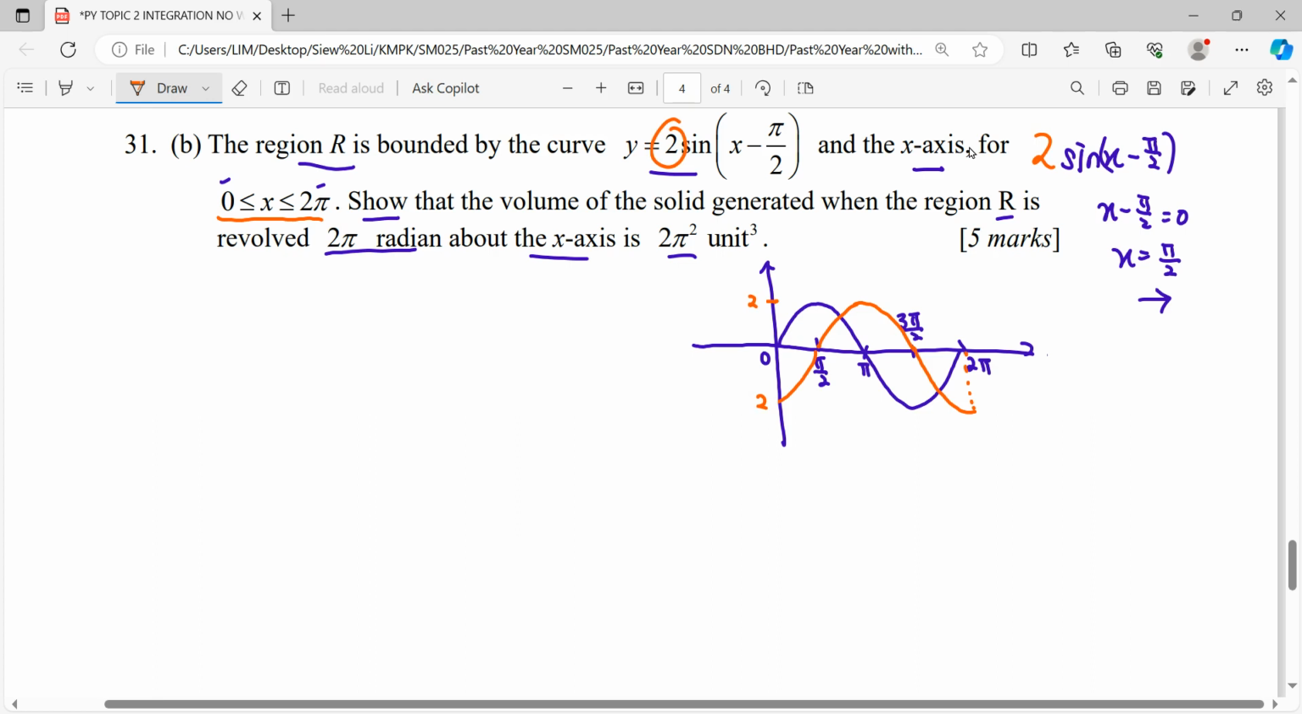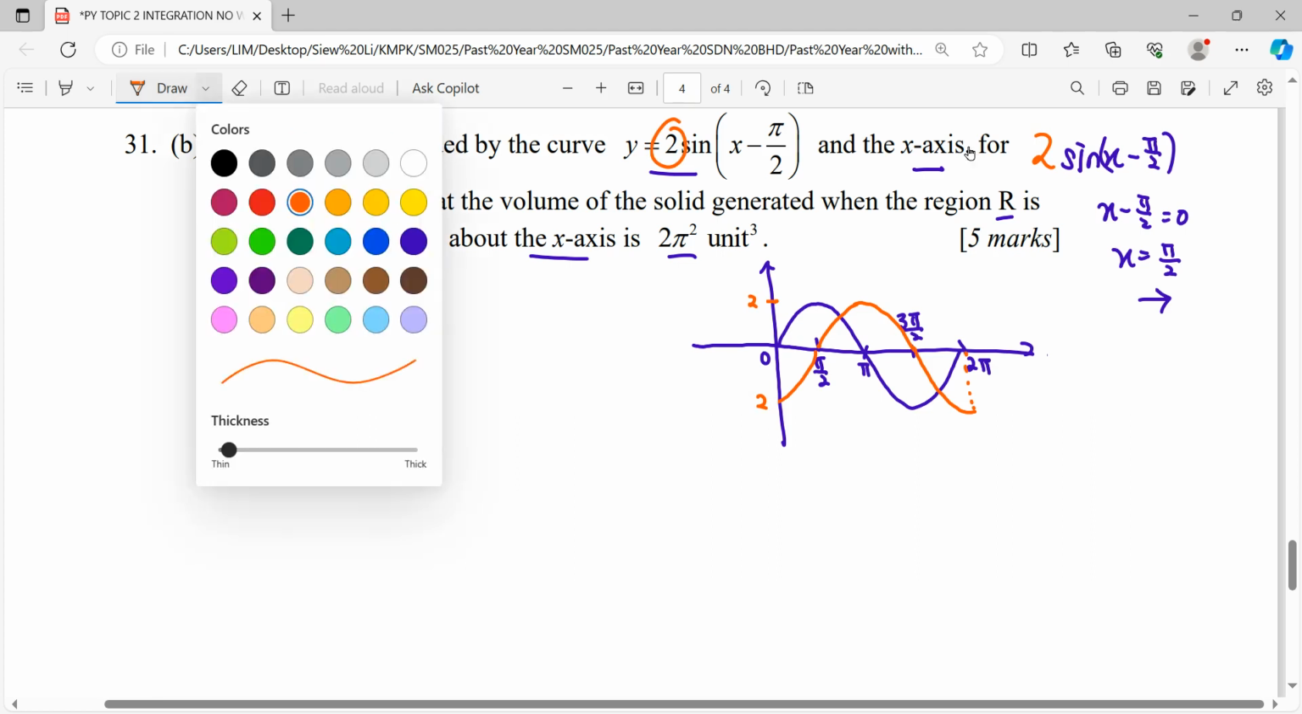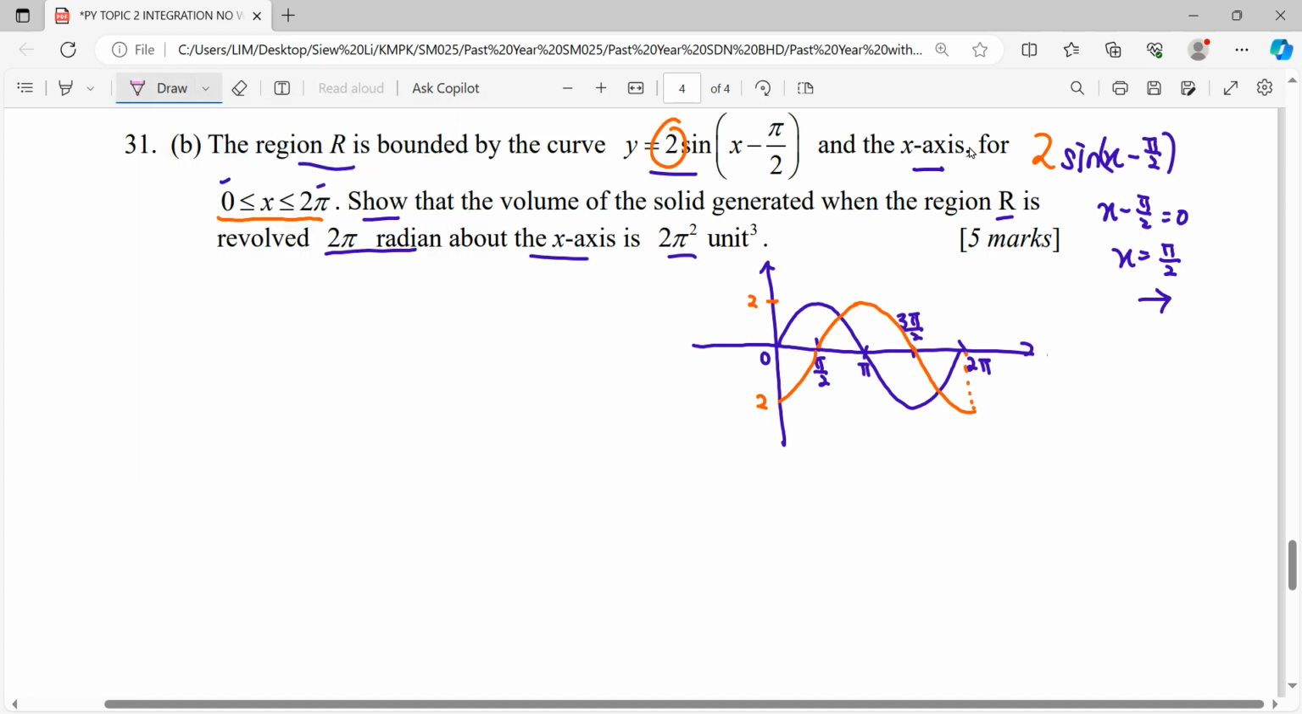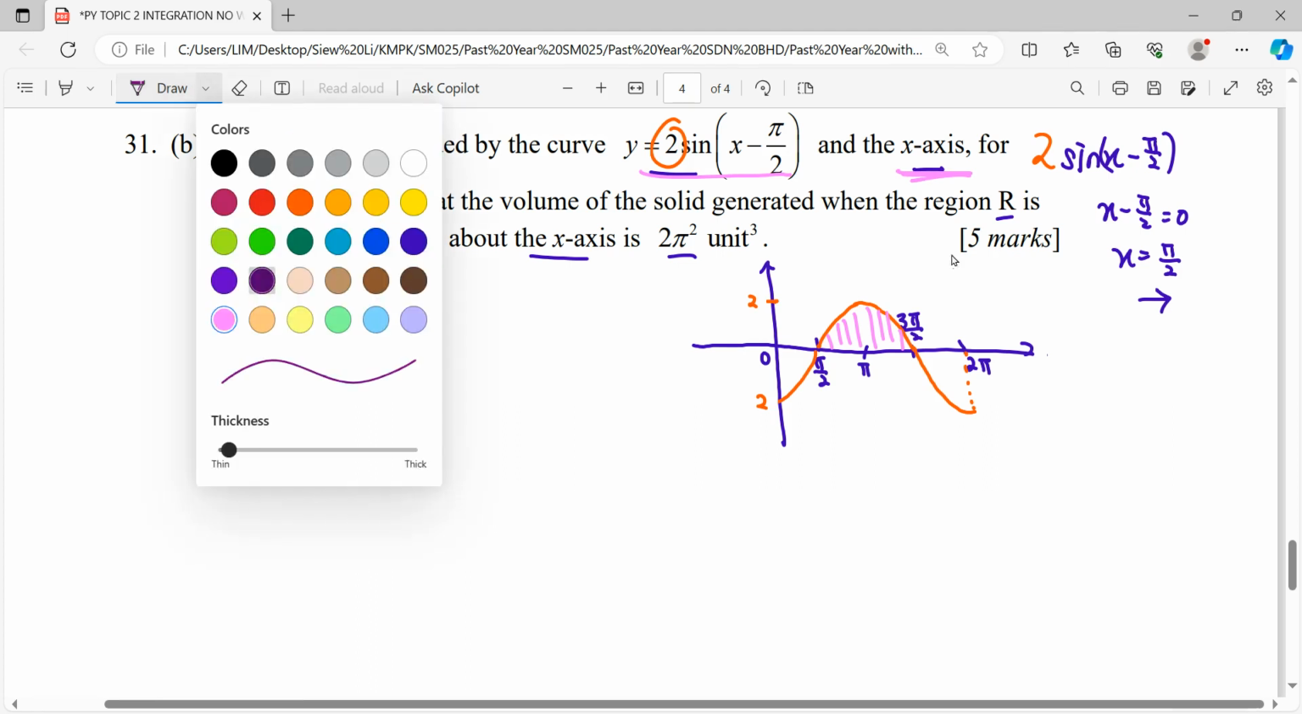So we need to find the region which is bounded by the curve and the x-axis. Obviously, the region bounded by the curve and x-axis will fall on here. This is not, because it is an open region, so it's not bounded. This is also an open region. They want the curve and the x-axis only. So our region is identified.